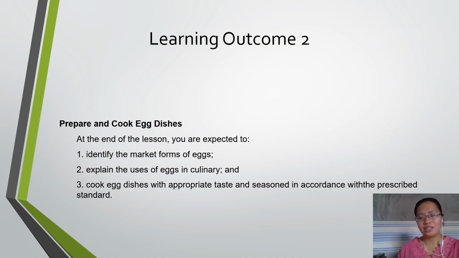Okay. So, tapos na tayo sa learning outcome 1. We now proceed with the learning outcome 2. What is that? Prepare and cook egg dishes. At the end of the lesson, you're expected to identify the market forms of eggs. Second, explain the uses of eggs in culinary. And third, cook egg dishes with appropriate taste and seasoned in accordance with the prescribed standard. Ayan. So, let's proceed.